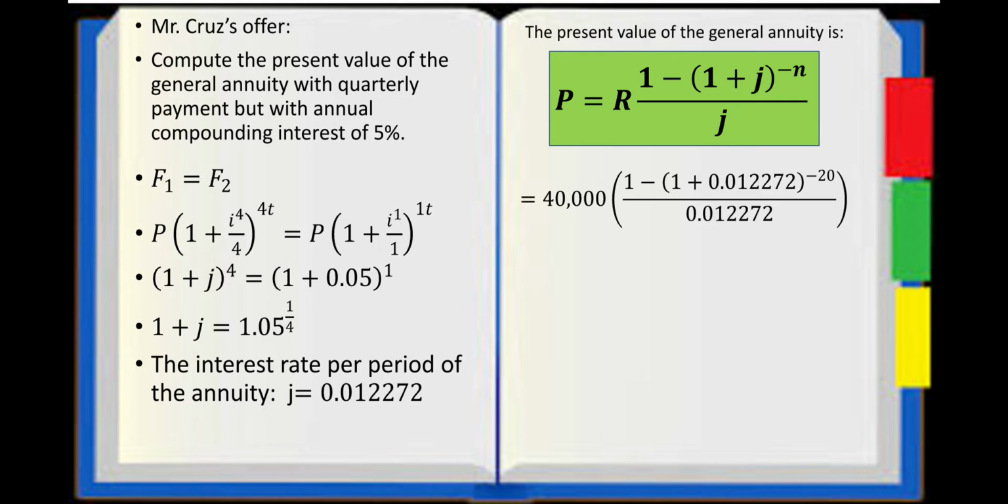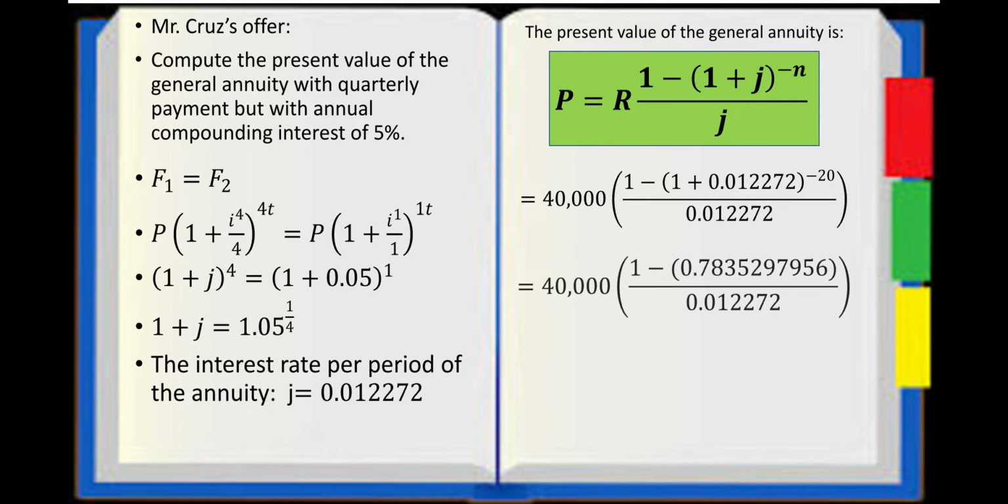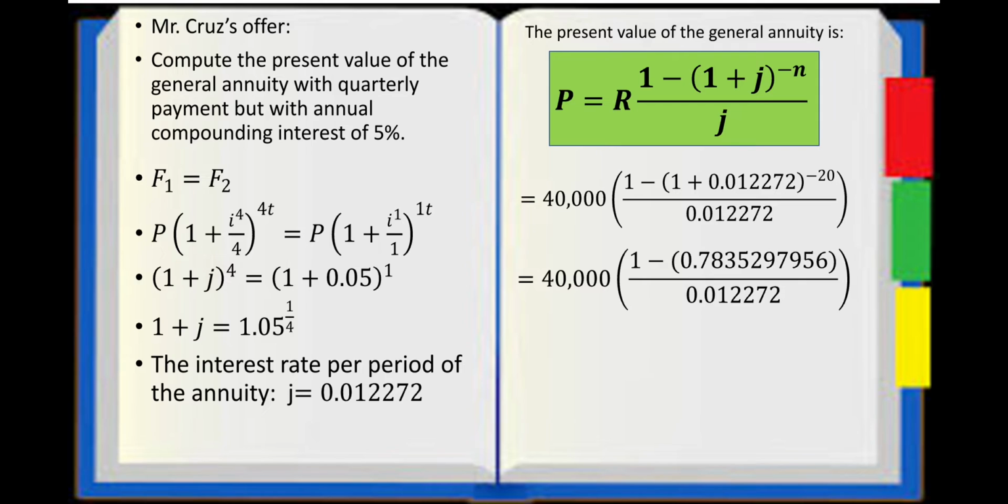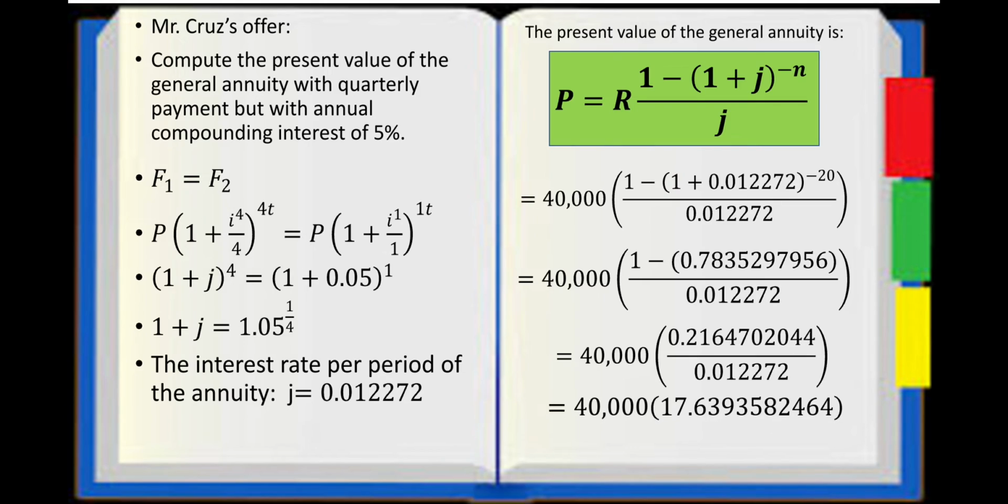And we have 1.012272 raised to negative 20 is equal to 0.07835297956. And 1 minus 0.07835297956 is equal to 0.2164702044. Divide that by 0.012272. So we have 17.639 times 40,000. So that is equal to 705,574 pesos and 33 centavos. So therefore, this is the present value of Mr. Cruz's offer.